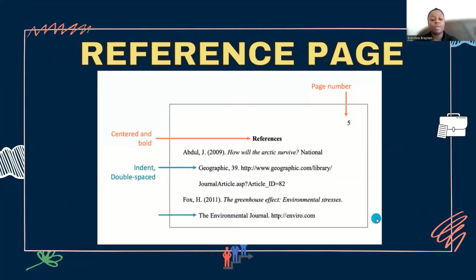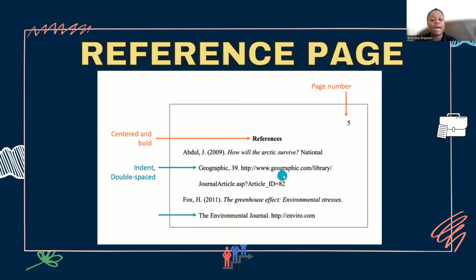This is a perfect example of a reference page. On this reference page, you'll see that it starts off with the word references, and then what's listed below is going to be a list of every single source or external book or reference or document that was used to help prepare the report itself.